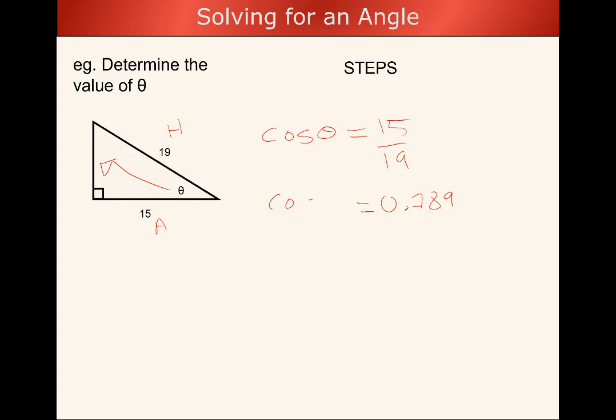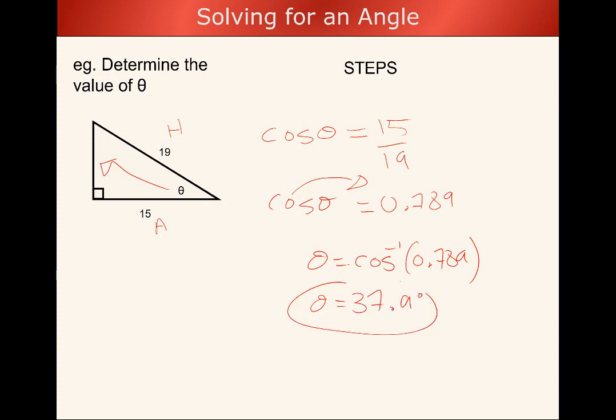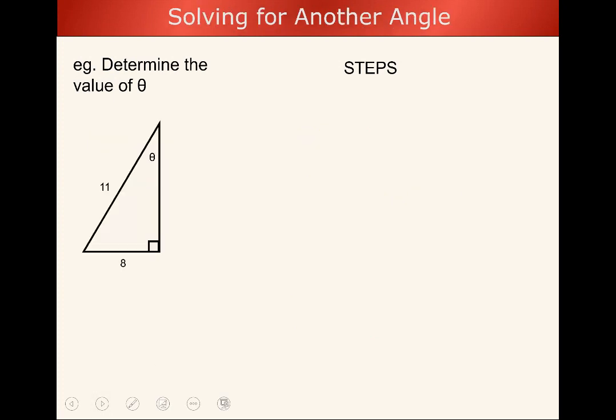And over here I've got cos theta. You may or may not remember that to move the cosine over and get the angle by itself, it's the cosine to the power of -1 of 0.789. So on your calculator, you go shift, or second function, cos 0.789, and if you do it correctly, you'll get 37.9 degrees. Pause the video if you want to try and punch that into your calculator.